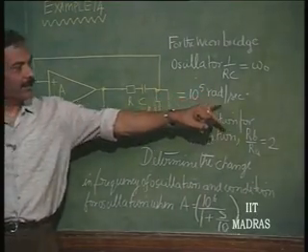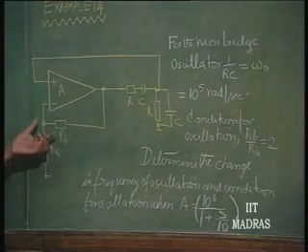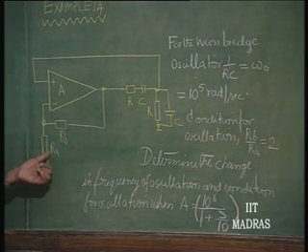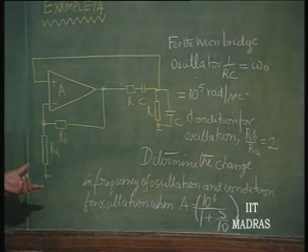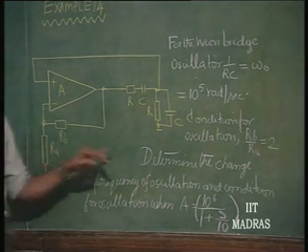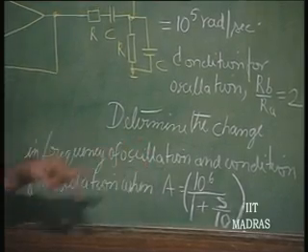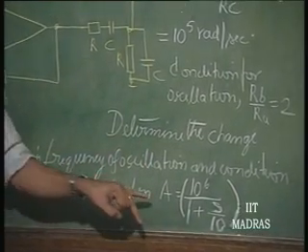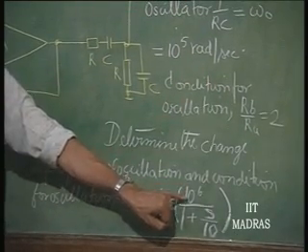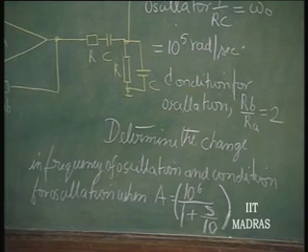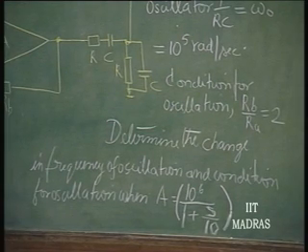10 to the power 5 radians per second, omega naught. Of course, the condition for oscillation is independent here, R_B by R_A is made equal to 2, so that the amplifier has a gain of 3, that we had derived in the earlier theory course. Now, determine the change in frequency of oscillation and condition for oscillation when A becomes not infinity as it was assumed here, A is finite and frequency dependent, 10 to the power 6 by 1 plus s by 10. So, we would like to know how much change occurs in the frequency of oscillation.